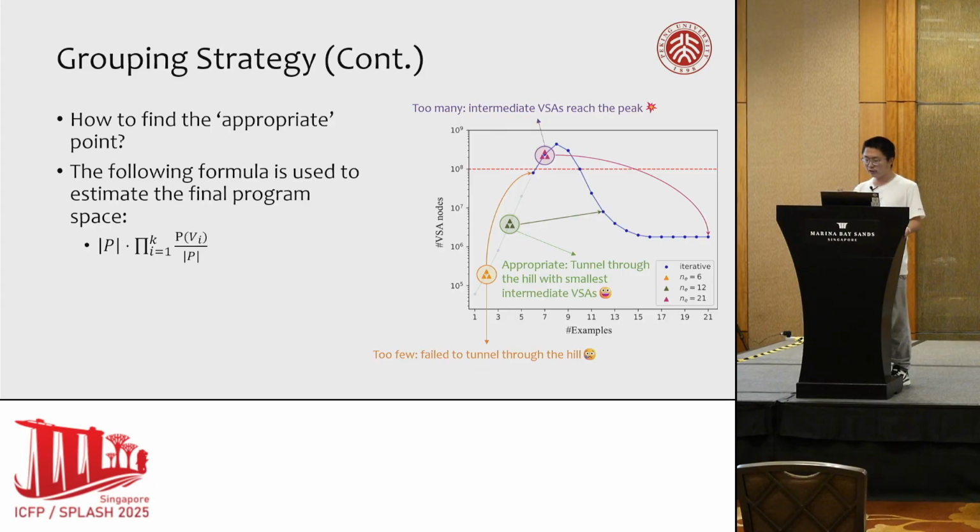The following formula is used to estimate the final program space. A small final program space indicates passing the hill. Then we can convert to iterative intersection to deal with the remaining examples. Detailed information about the heuristic strategy can be found in our paper.